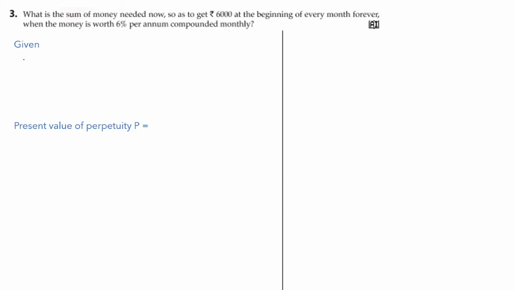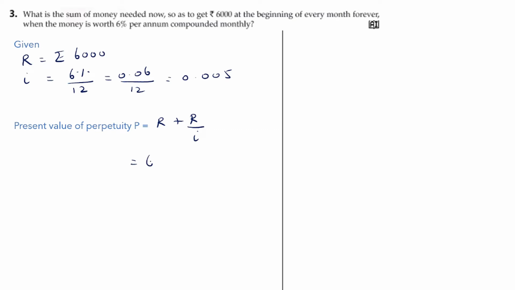So first let us write what is given. Given R is rupees 6,000, then i is 6% per annum compounded monthly. So it is 6% upon 12. It is 0.06 by 12 or it is 0.005. We know the formula for the present value of perpetuity when the payments are done at the beginning of every period. So it is given by R plus R by i. R is 6,000 plus 6,000 upon 0.005.